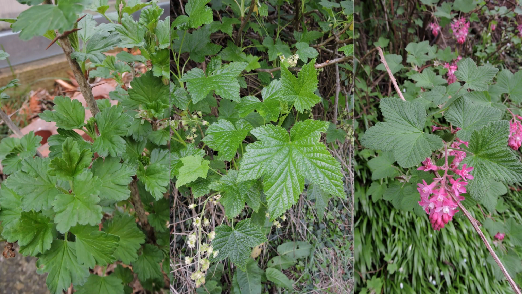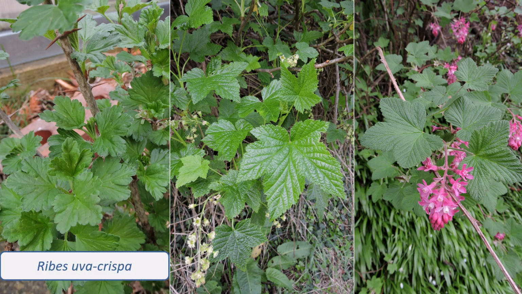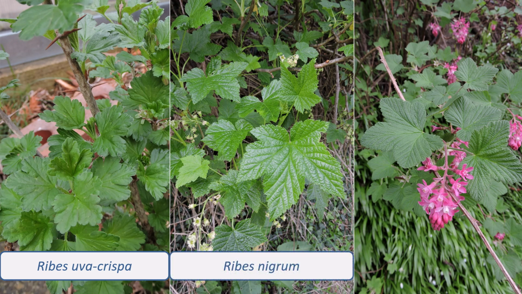See if you come across these 3 species on your travels. Ribes uva-crispa, the gooseberry, with greenish flowers, greenish yellow bristly berries, and spines at the base of the leaves. Ribes nigrum, blackcurrant, with greenish purple flowers, black berries, and an aromatic smell when rubbed.